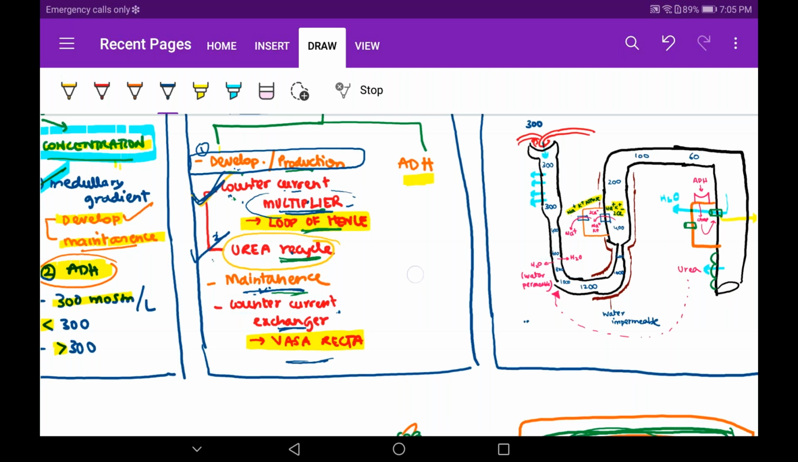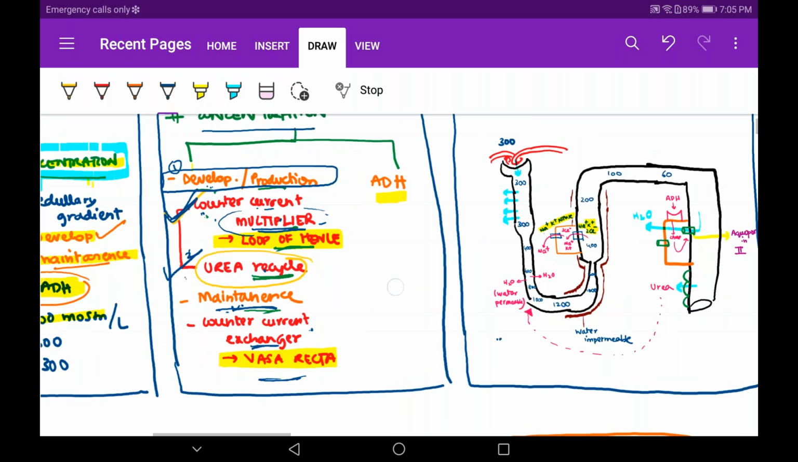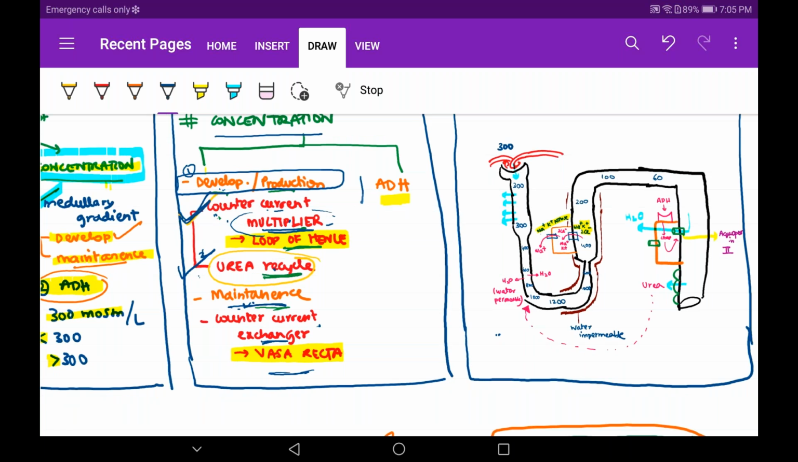So what all are we covering today? ADH, vasa recta, urea recycle, right? Now I will revise this. I will revise the multiplier. See over here in the diagram. Yes, we will zoom in. Now what we have discussed yesterday, from the blood, from the glomerulus, the osmolarity in all the body fluids will be 300, right?